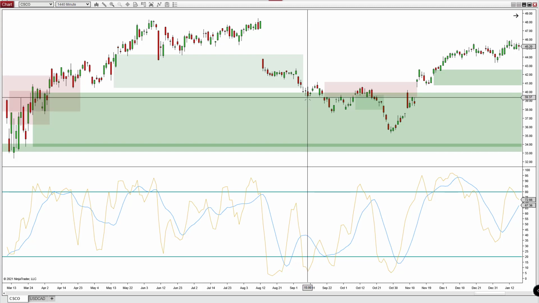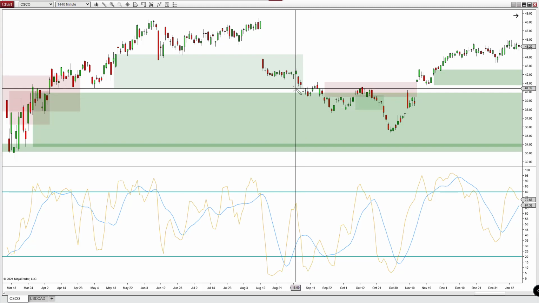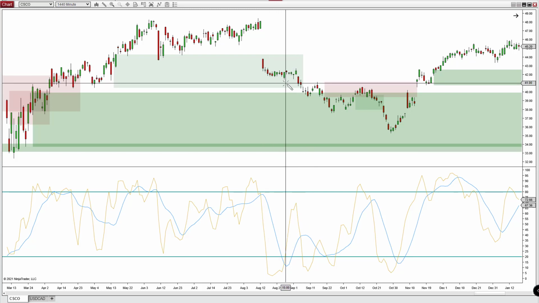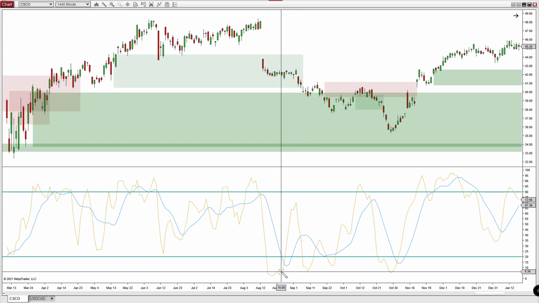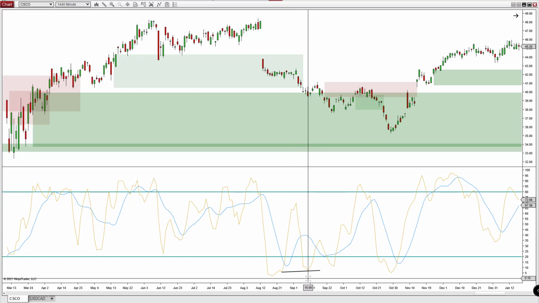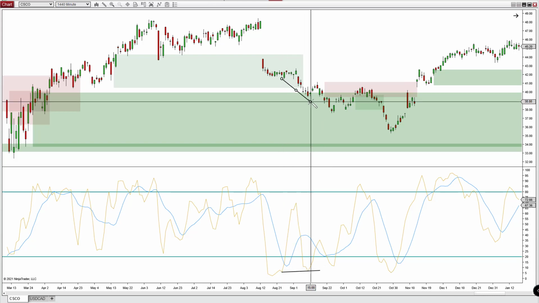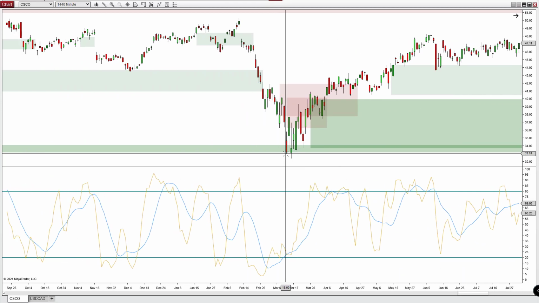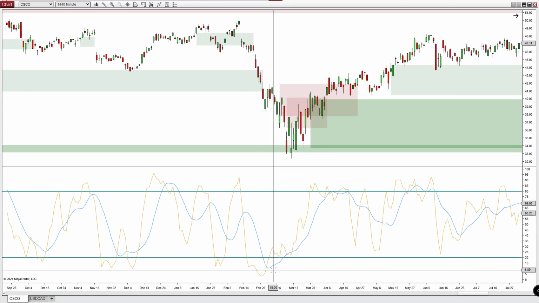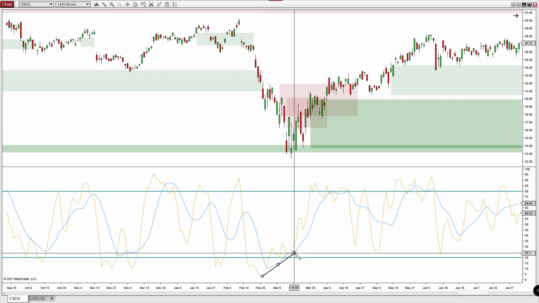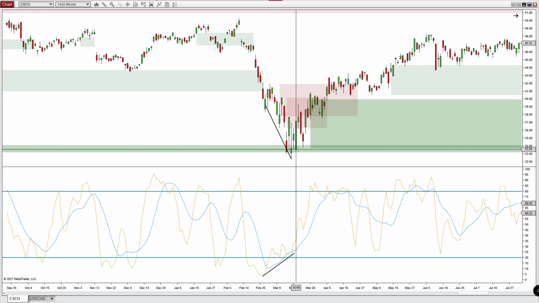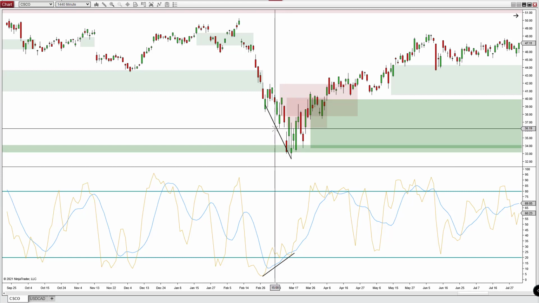So here's another example of stochastic divergence. We have a low here, we have a low here, and you can see that stochastic does make a higher low while price is making a lower low. Again, you have it here. So really, it does happen a lot, which can be good and bad, right?